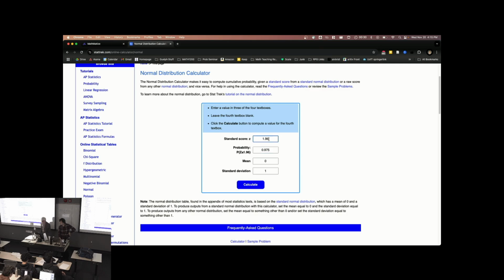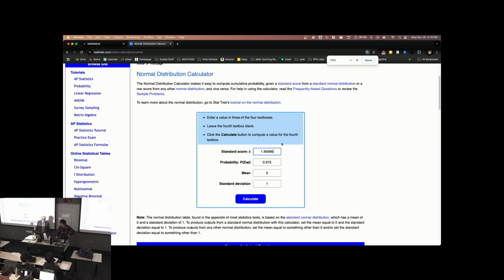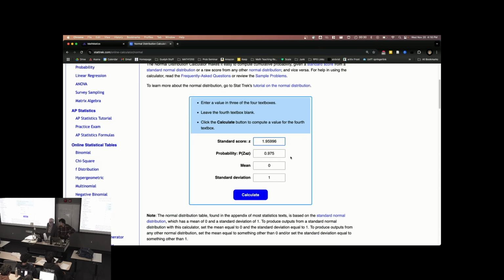Great. What do you want me to clean out? This one? I want you to clean that out. And ask it, what are you going to get if you give it a cumulative probability of 0.975? Oh, well, it should put back what we had a second ago. Oh, it gave us more decimal places. That's exciting. What an amazing piece of technology.